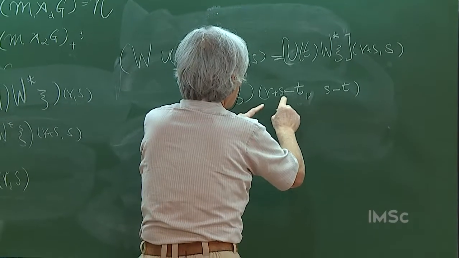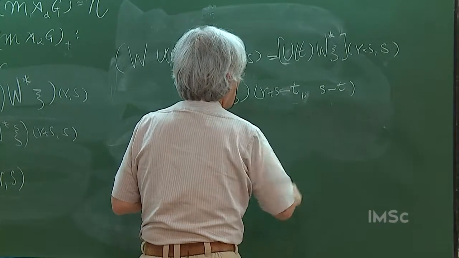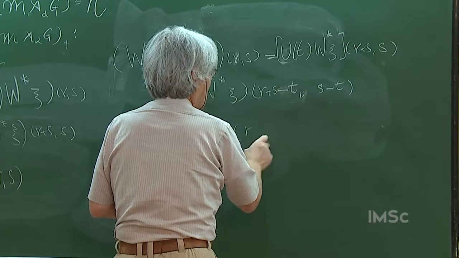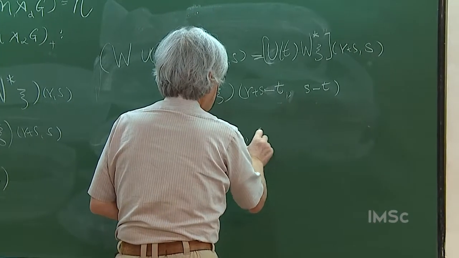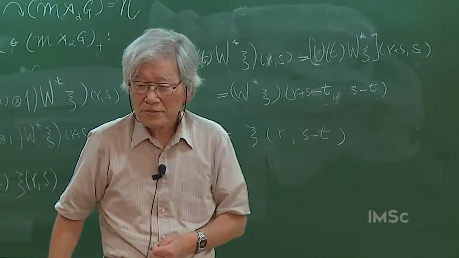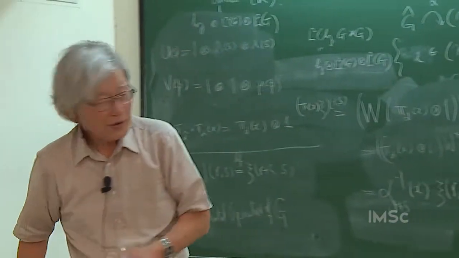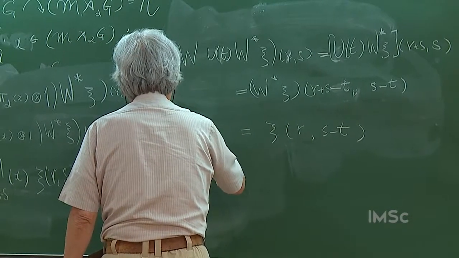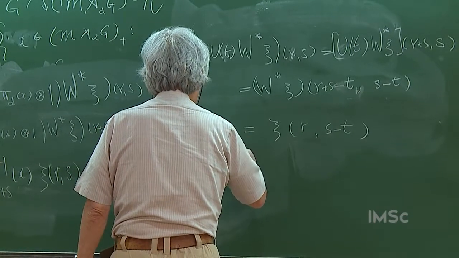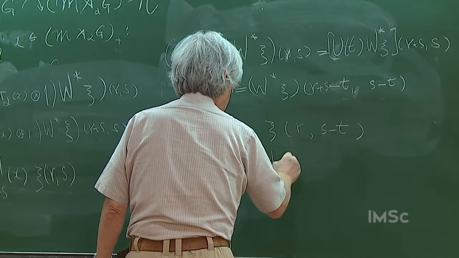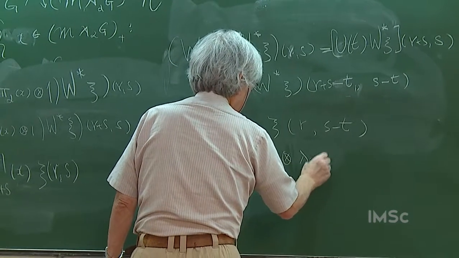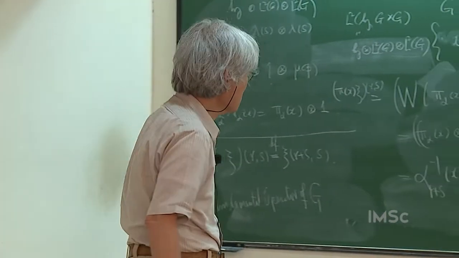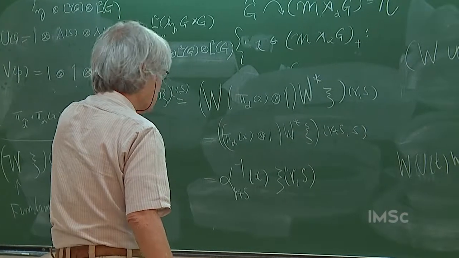Then you are now S minus T, take it, so this is equal to Xi R, S minus T. Okay, so that means this large UT, W star equals 1 cross lambda G T. So that now we lined up most of the stuff.